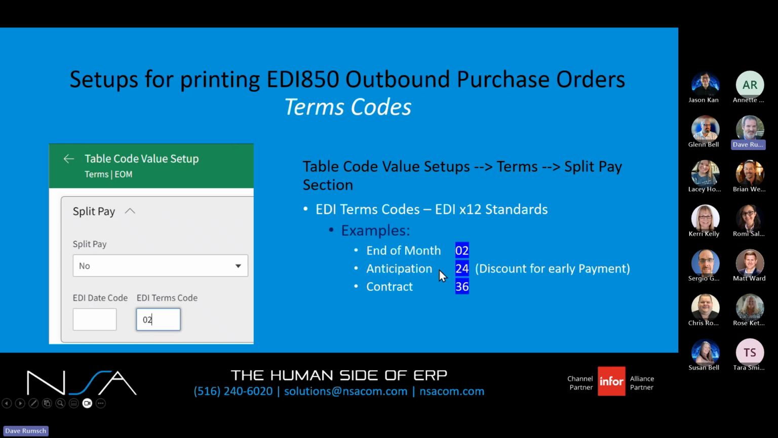24, they describe that as anticipation. Those are discounts for early payment, right? So that's a terms code that has a discount on it. And then I might have a contract price. So those are the X12 standard terms codes.